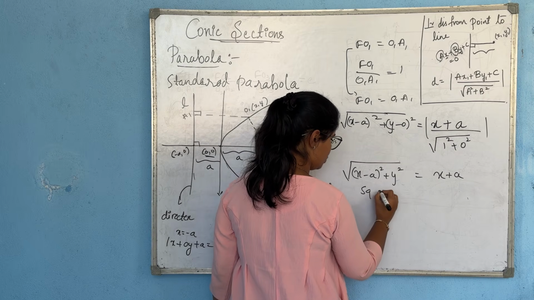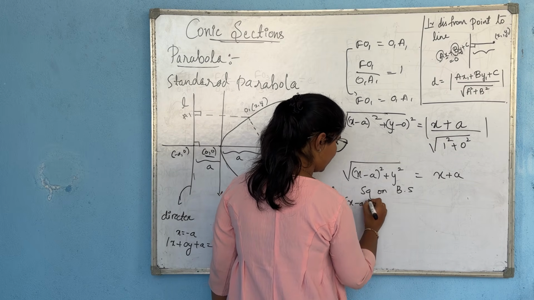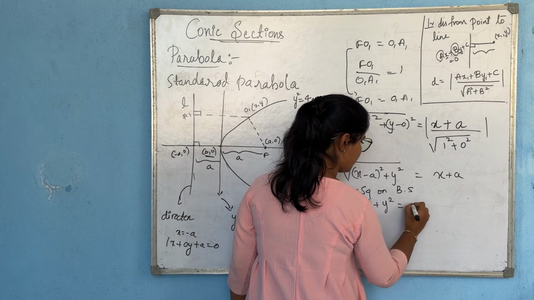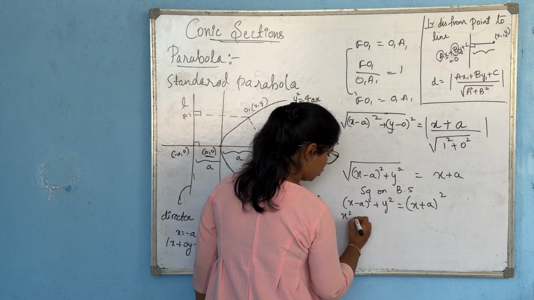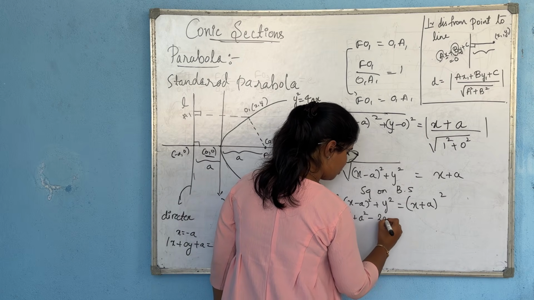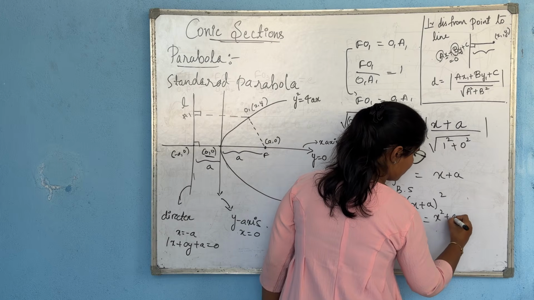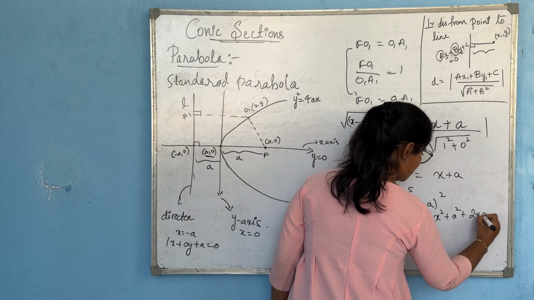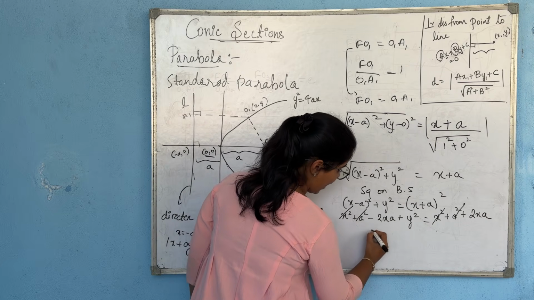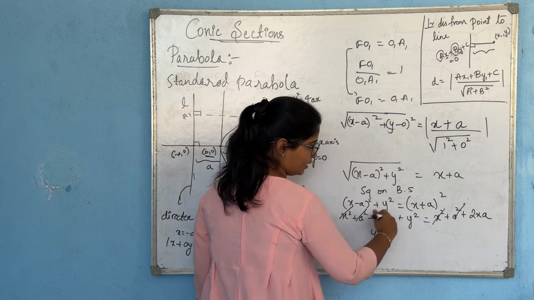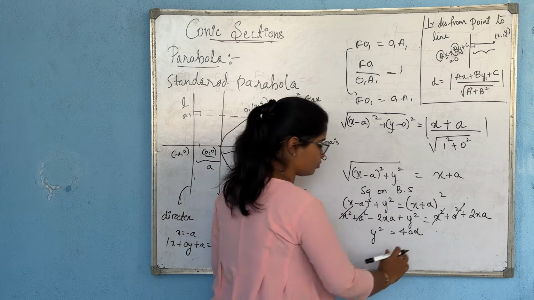Now square on both sides. What do we get? (x minus a) whole square plus y square is equal to (x plus a) whole square. If you solve this more, x square plus a square minus 2xa plus y square will be equal to x square plus a square plus 2xa. Cancel out the things that are getting cancelled, and if you keep y square here and transfer that 2ax to there, you will get y square is equal to 4ax.